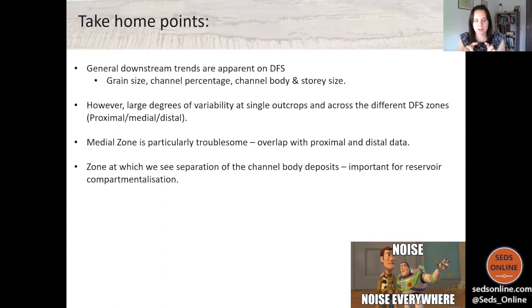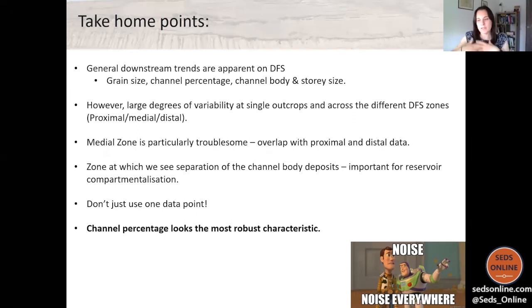The zone at which we see that separation of channel body deposits, that medial zone, is a really important part of the system to understand, because that's where we start to get real reservoir compartmentalization. Work that we're looking at on uranium really shows that internal heterogeneity is critical in terms of internal barriers and the potential for where we store it. Those barriers can be good things, but can also be bad if we're trying to extract, if we're relying on connectivity between sandstone bodies. So don't just use one data point and try to infer where you are in the system. It's not as simple as that. This work shows that we need several data points to start being sure.